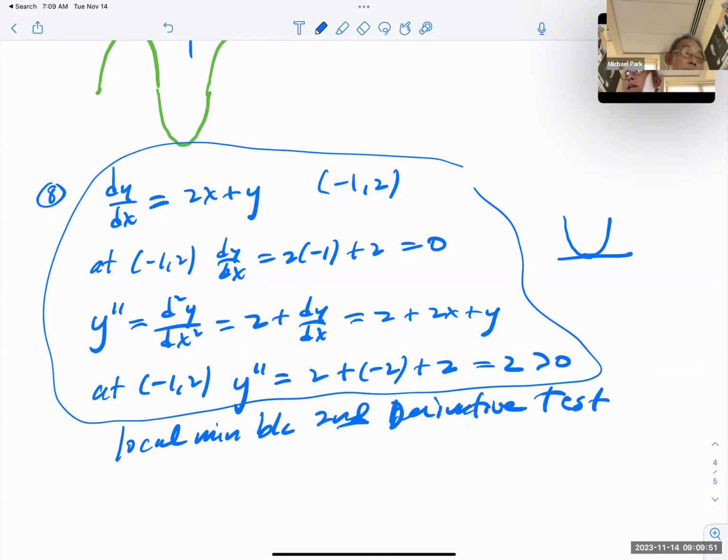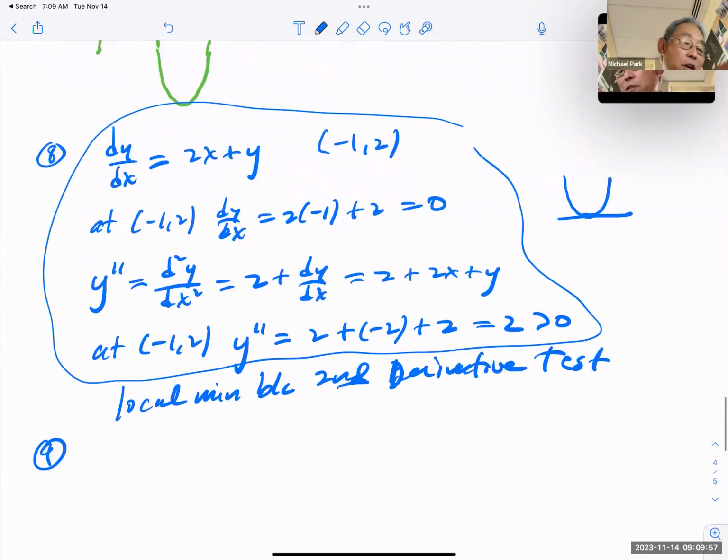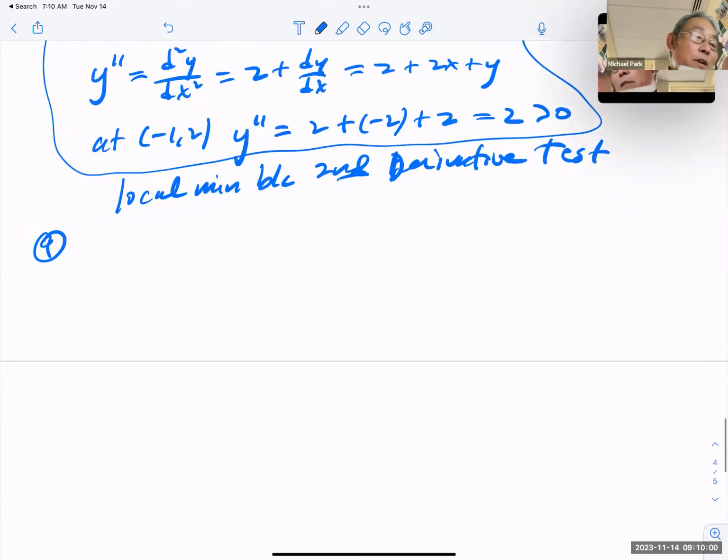Okay, number 9. This problem is on every AP exam. It's going to be on your test. Make sure you can do it. Oh, okay, now I'm going to have to redraw it.